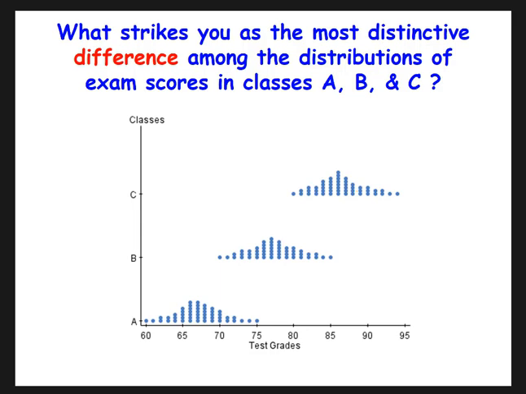Here we're comparing the exam scores for 3 different classes. We're just calling them classes A, B, and C. Obviously, by looking at this comparative dot plot, we can see that Class C has much higher scores. I mean, their lowest score is higher than the highest score for Class A.